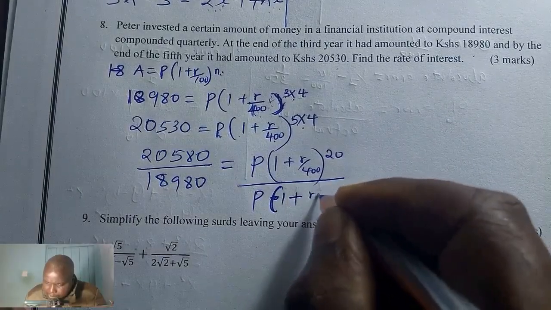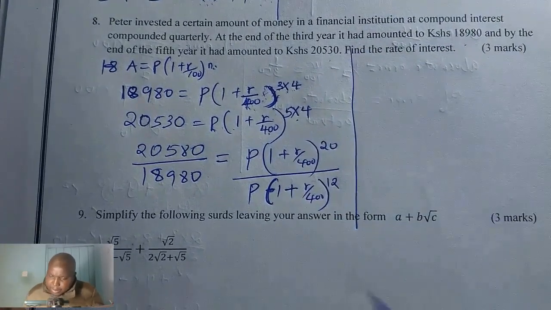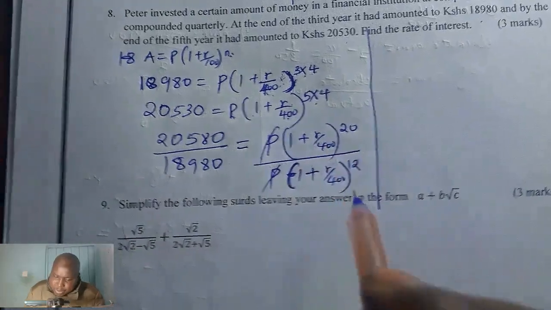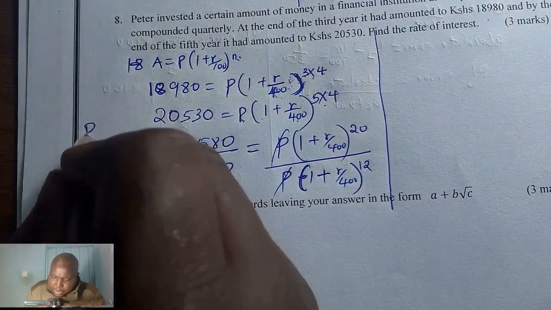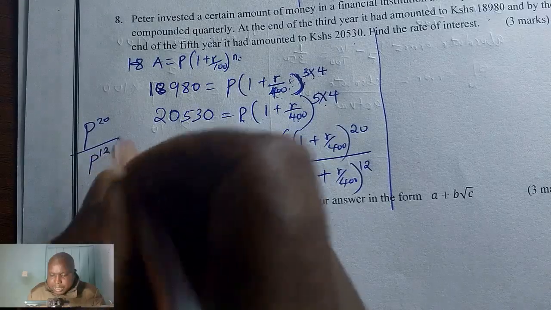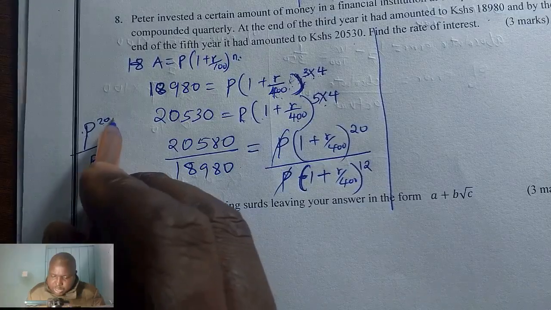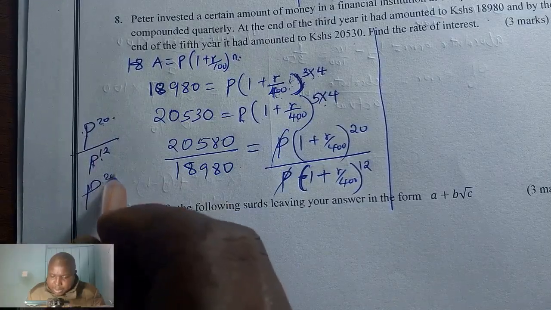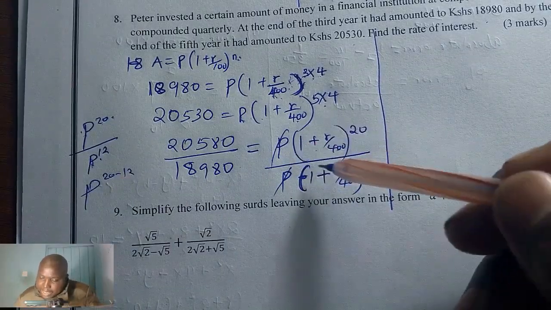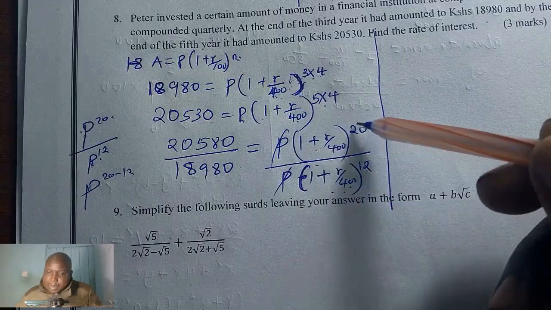Plus r over 400 raised to power 12. So principal and principal here cancel out. But now you remember from indices, if we have p raised to power 20 divided by p raised to power 12, the base is the same, we are dividing, we need to subtract. So we take this 20 minus 12. The same thing, 1 plus r over 400 is the base, the bases are the same, you can see. So we are going to deal with the powers.